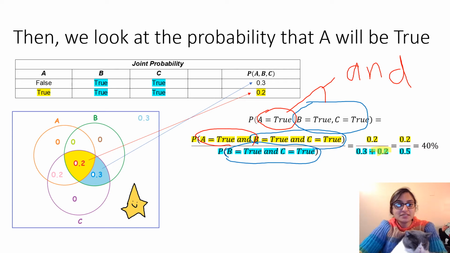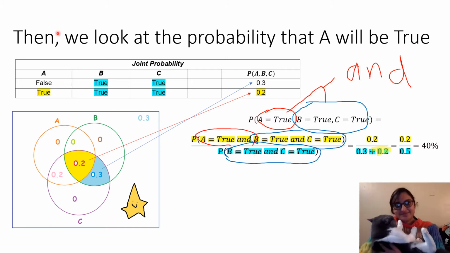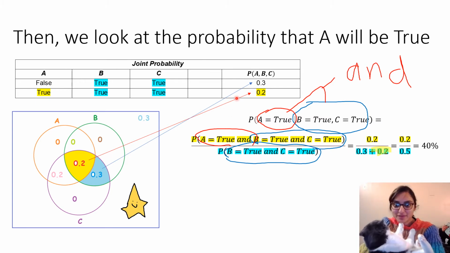But you are also considering the case when A is false and B is true and C is true, which is 30%. This 30% is right here. So in the denominator, you're considering both cases as long as B is true and C is true. That's what you're considering. So basically what we're going to see is that the numerator is more restrictive, because we have A being true, B being true, and C being true here, which is going to be just the 20%, which is also in the denominator, but the denominator also considers the case when A is false.